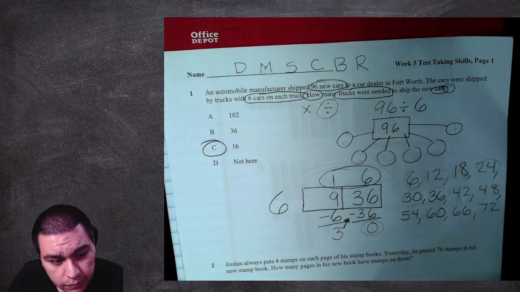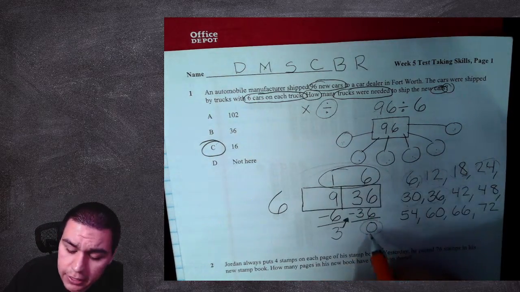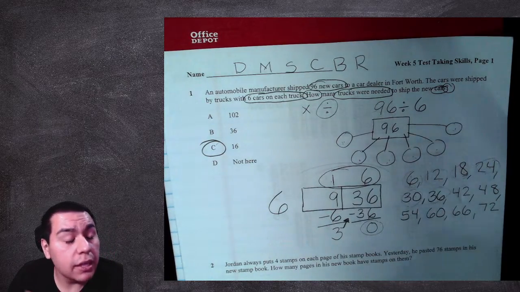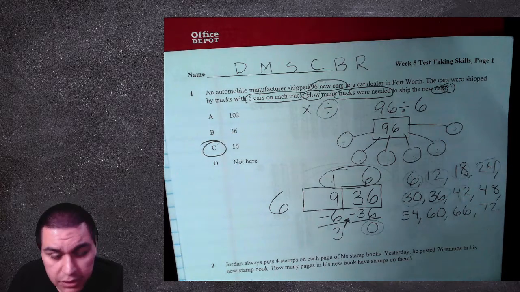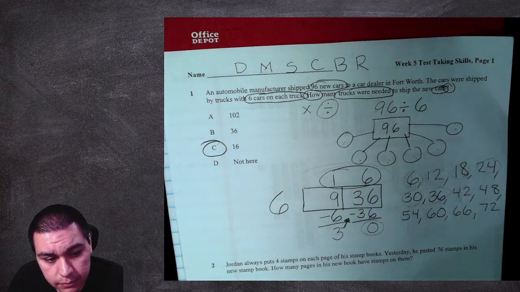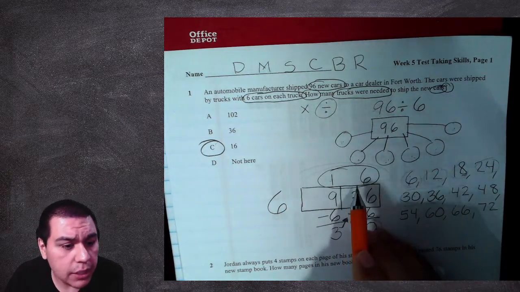Okay? The numbers on top are your answer, and the number on the bottom, that's your remainder, whatever is left over. But that is a very good question, Jaylene. Thank you for asking that. So remember that your answer, your quotient, is always going to be on the top.